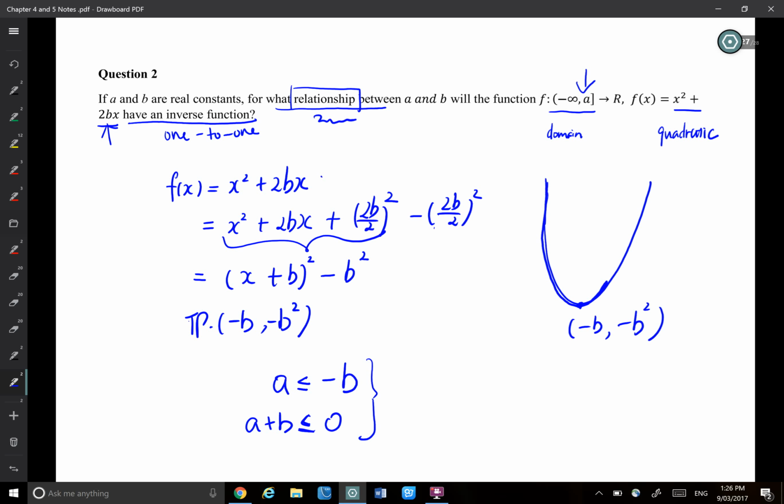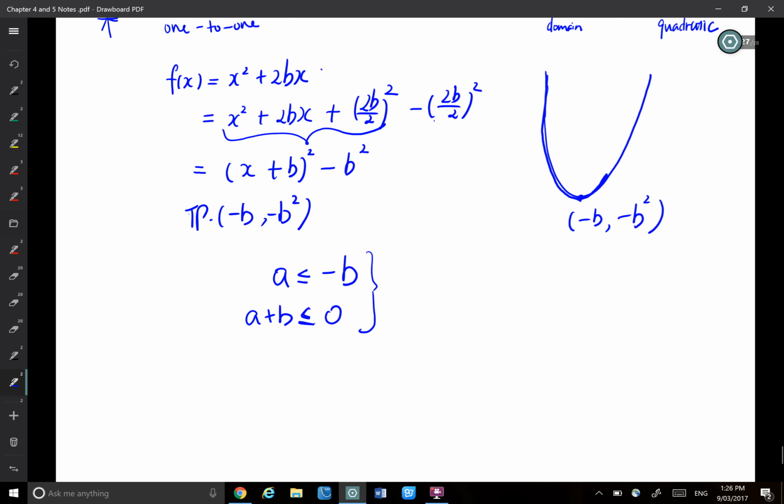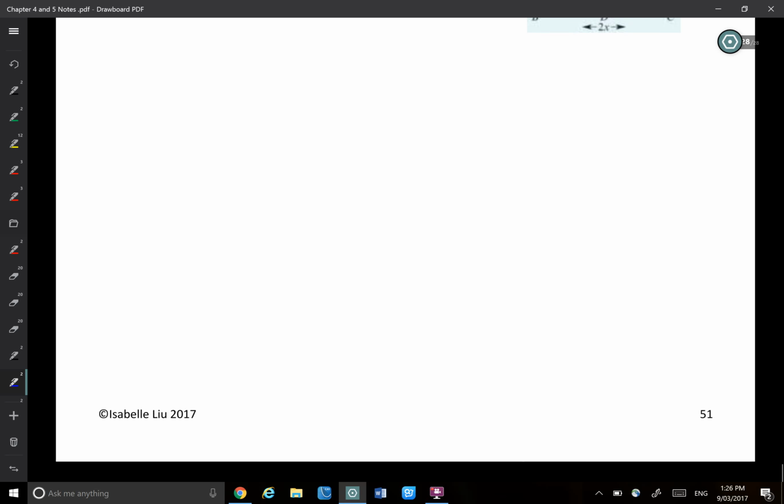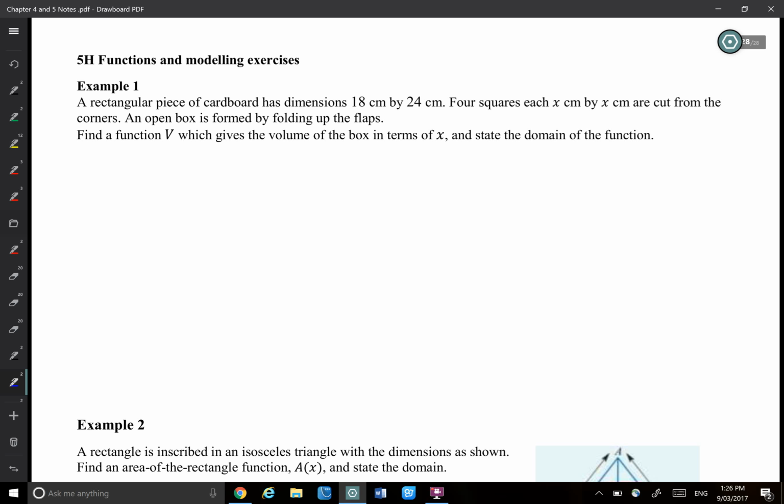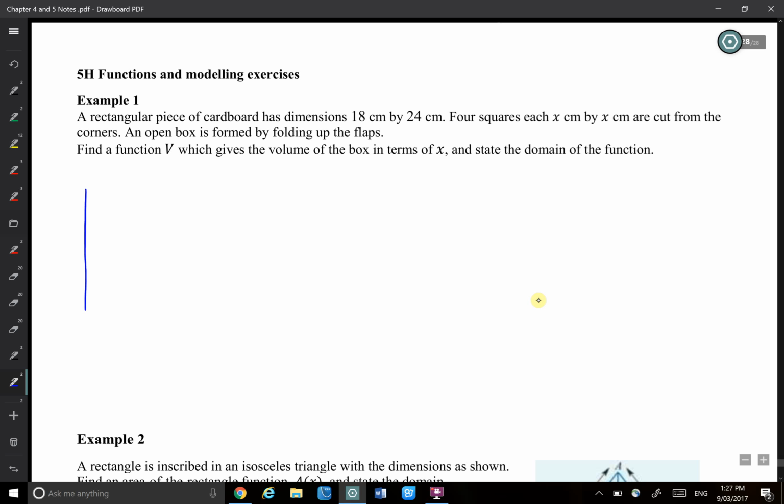Okay, so let's finish up yesterday's inverse function. And then let's have a look at this 5h. A rectangular piece of cardboard has dimension of 18 times 24. 4 squares, each x centimeters times x centimeters, are cut from the corners. An open box is formed by folding up the flaps. Okay, this question is very typical. It's always like you have a piece of paper and cut the 4 corners and fold it. There are a lot of questions like that. So we can do this.